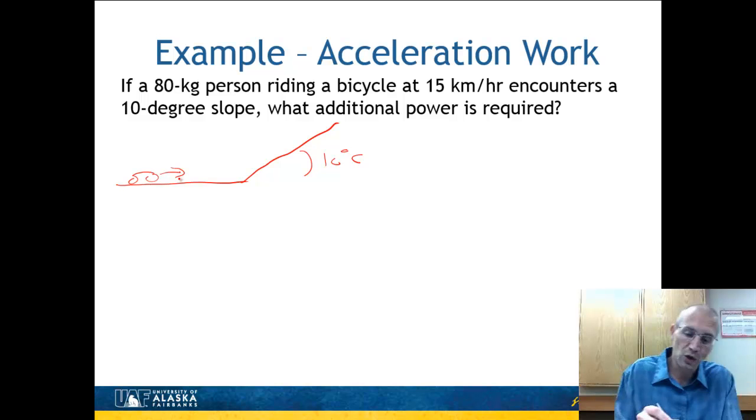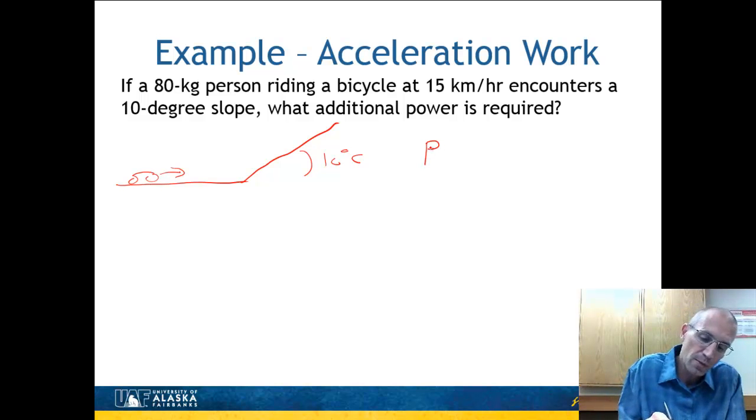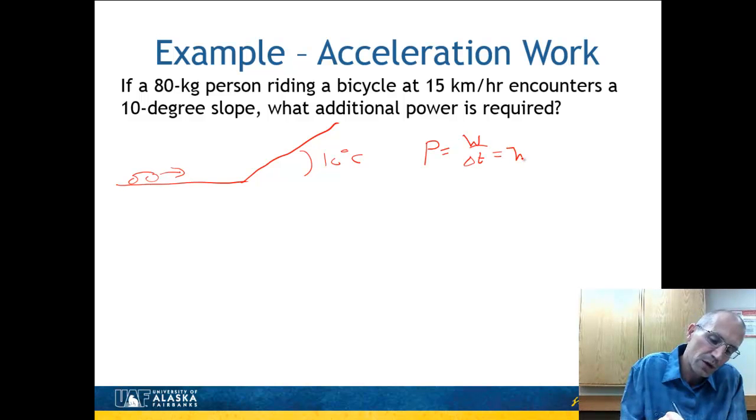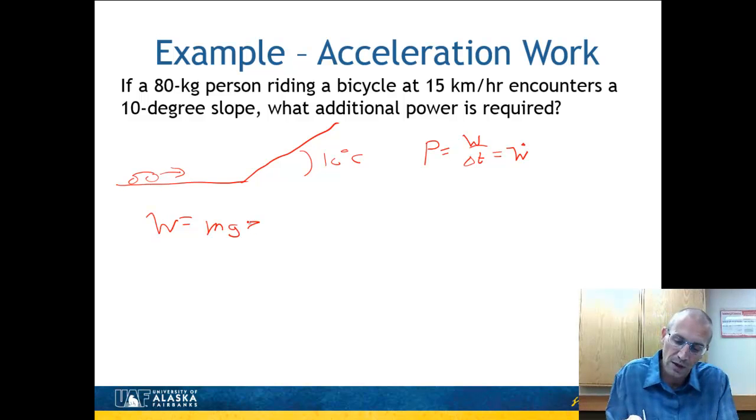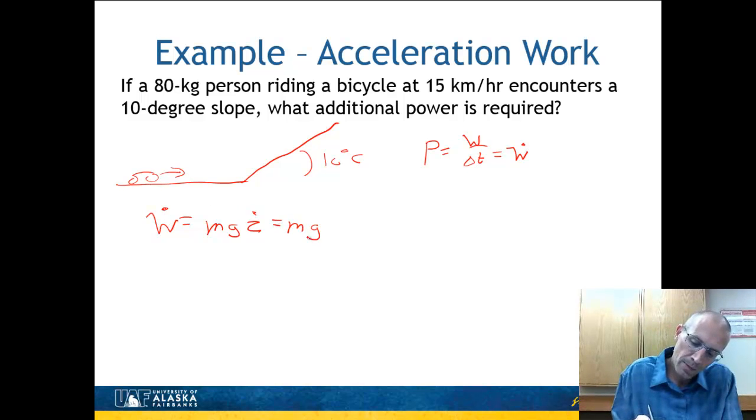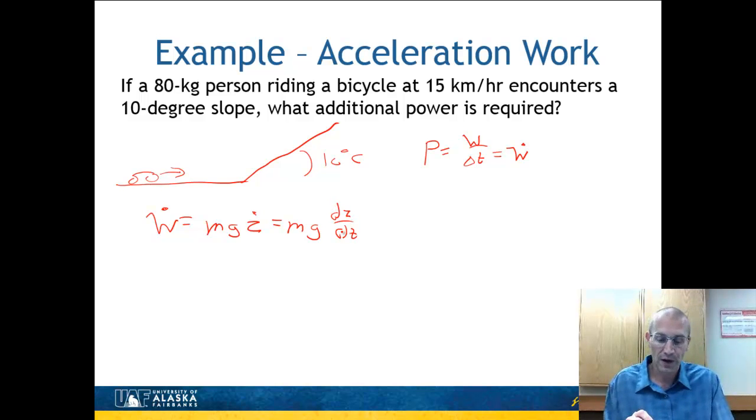So what we're going to know is the additional power. We might call that power is work per time, or I could just put a dot over it, think of it as work per time. So what I'm trying to find is the work per time. I'm going up, so this is a change in elevation. So work we just saw for increases in potential energy is mgz, and so work per time would be mg dz dt, where that is the rate at which we are moving upward at this 10-degree slope.